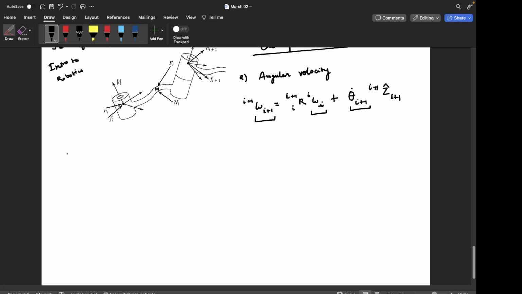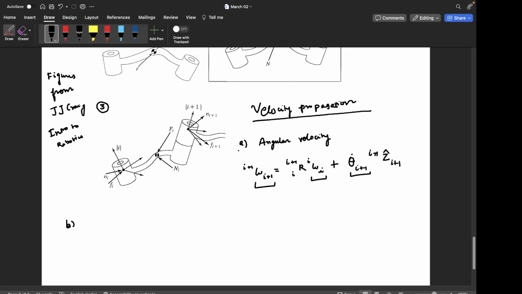Sir, what is the difference between angular velocity and joint velocity? They both seem the same thing.